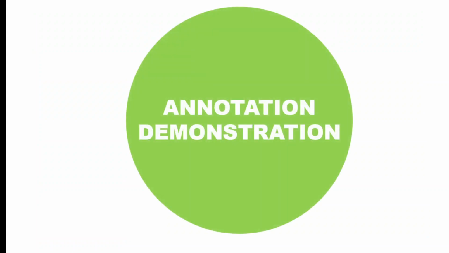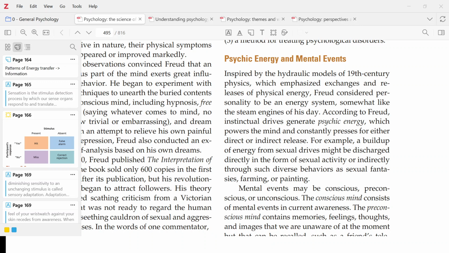Let's go over to a demonstration. I will read a book in front of you, and you will see how this process looks in real time. So let's go to the Zotero software. This chapter is on personality. So we know the author is talking about personality, specifically the psychodynamic approach. There is a heading, psychic energy and mental events. Let's start with the first paragraph.